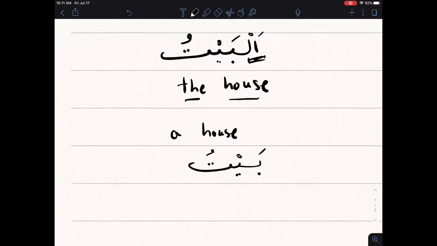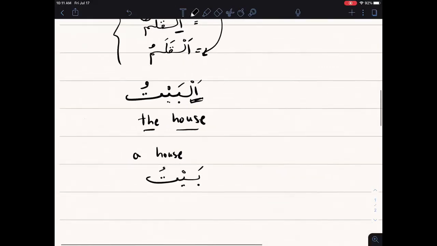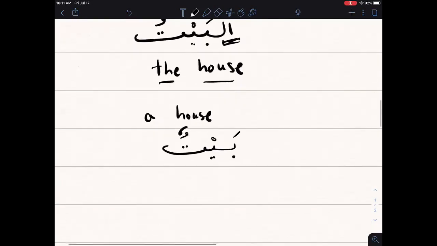So now we have al baitu, but we understand we're saying a house, so you cannot have al baitu. You need tanwin. So right now you have to put back the tanwin. It's the opposite. What does it mean, put back the tanwin? Okay, just make it double. Simple. Okay, baitun. So now we have a house.